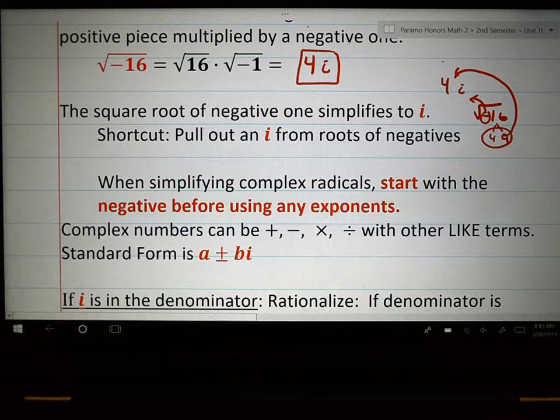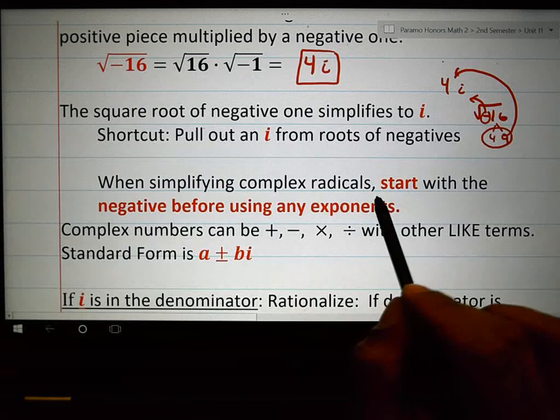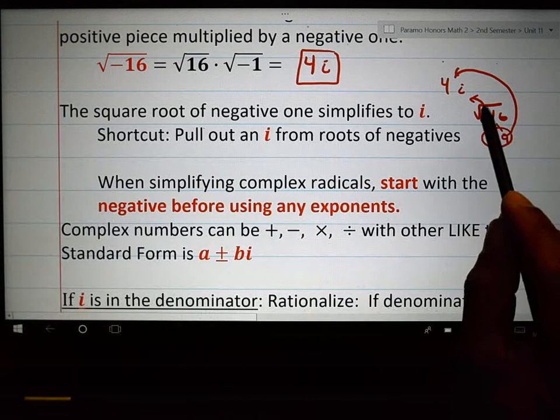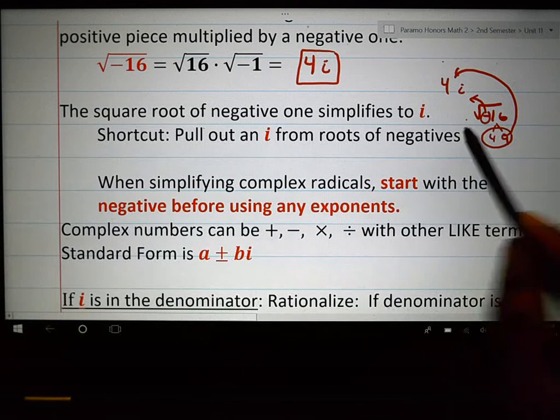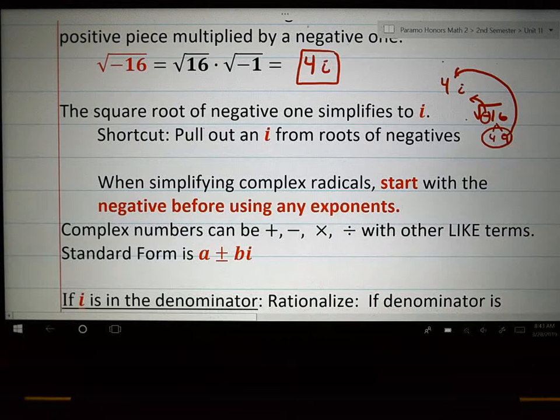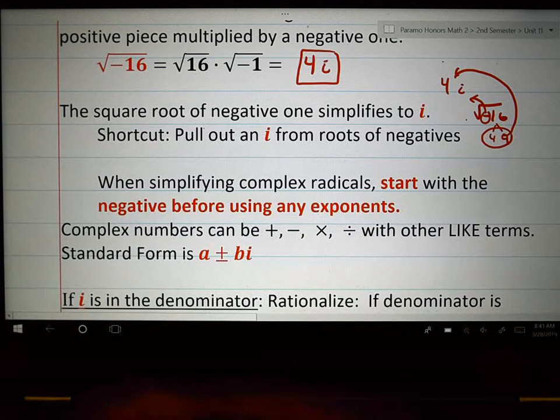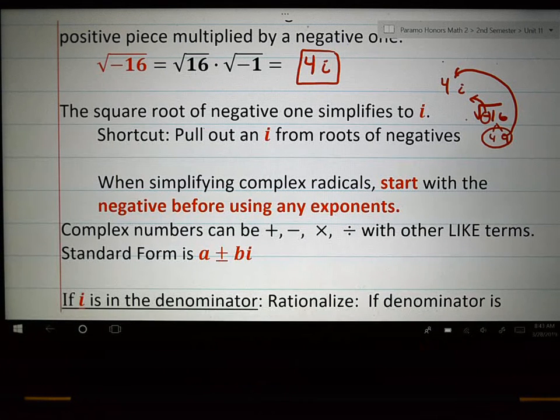So before you even begin the problem, you have to deal with that square root of a negative first, and then you can do the rest of the problem, just so you know. And once you have that, basically everything else is just like imaginary numbers are like square roots.